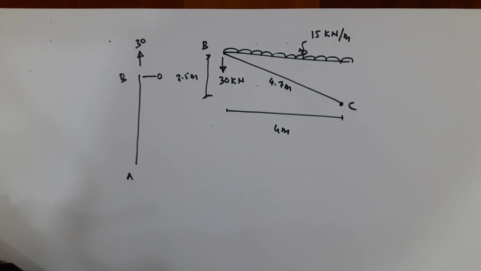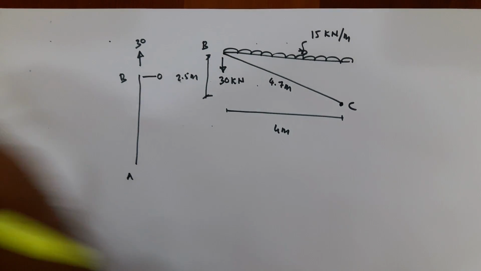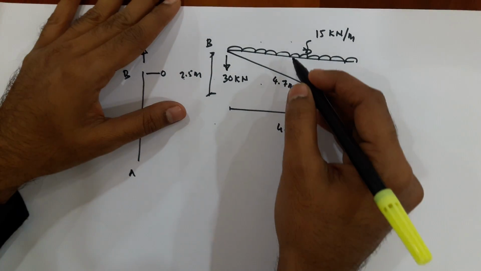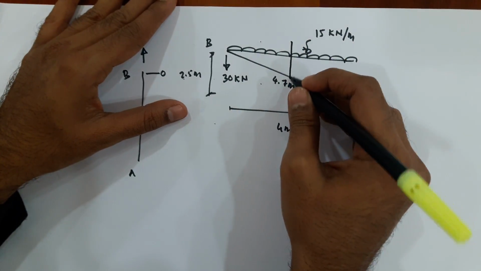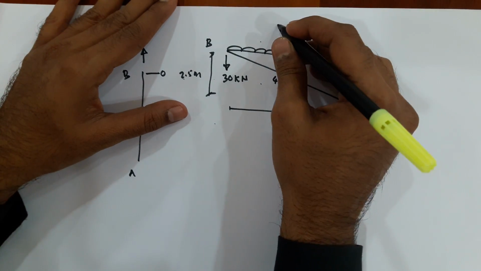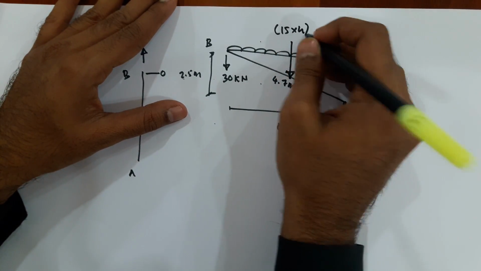Axial force is along the member. To find shear force, the forces should be perpendicular to the member. So here it is the UDL, the total load of the UDL is acting at the center. I can draw like this, 15 into 4.